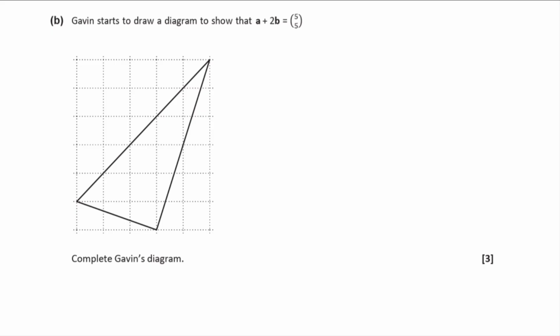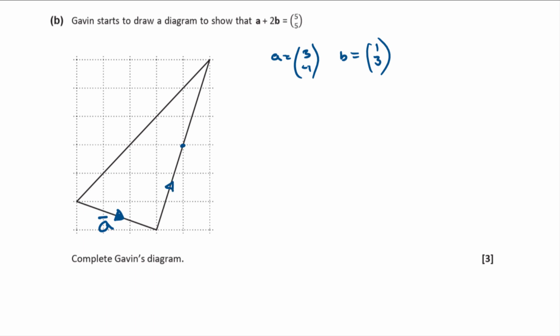Part B says Gavin starts to draw a diagram to show that a plus 2b is (5, 5). Complete Gavin's diagram. Okay, so you recall that a then was the vector (3, -1) and b was the vector (1, 3), wasn't it? Okay, so from there I can see that this vector down here, this bottom side of the triangle, let me just put an arrow on it to show you, this one here is the vector a, isn't it? I can label that one a, because you can see for every 3 units you're going along, you're going 1 down. Now this side here, from here to here, that is vector b.